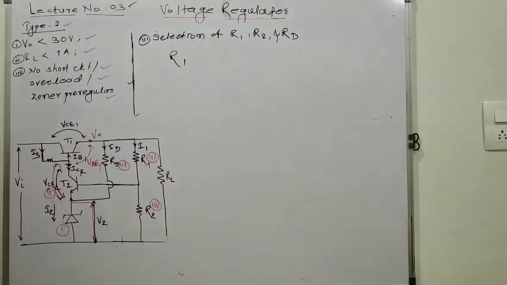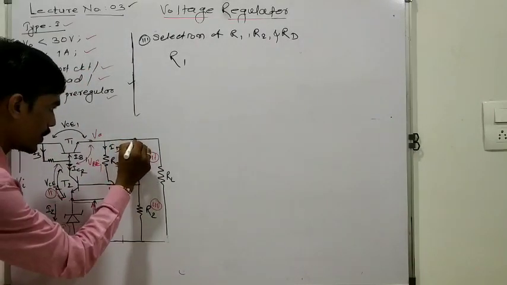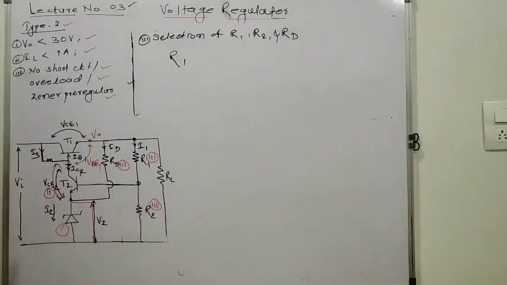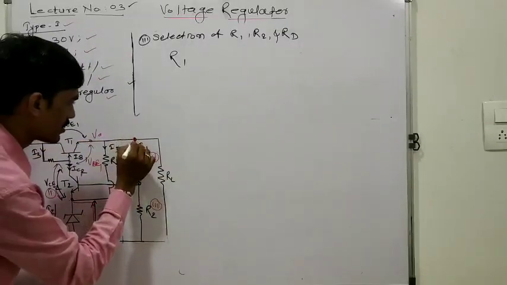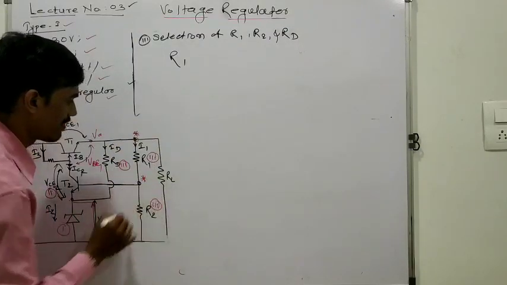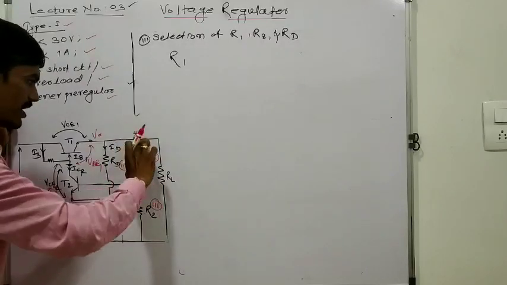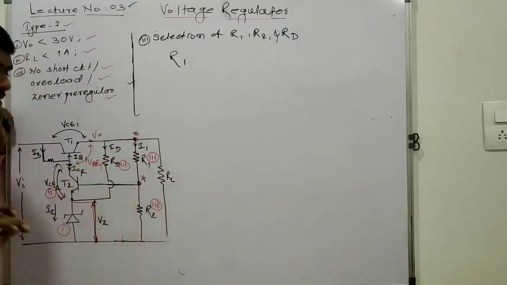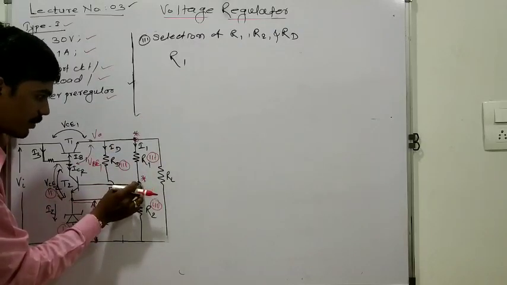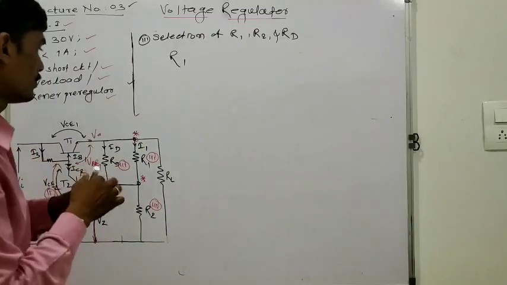So how are we getting the value of R1? R1 is nothing but the voltage difference between these two points, that is the voltage available at this point minus the voltage available at this point, divided by the current. Voltage divided by current is nothing but the resistance. This is the simple Ohm's law. So the voltage available at this point minus the voltage available at this point, divided by the current flowing through that resistance.